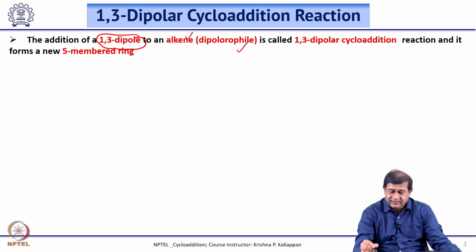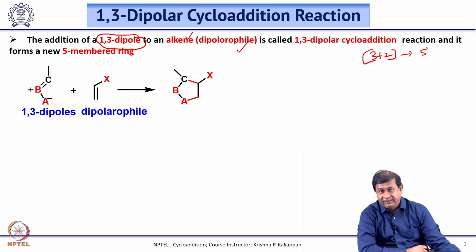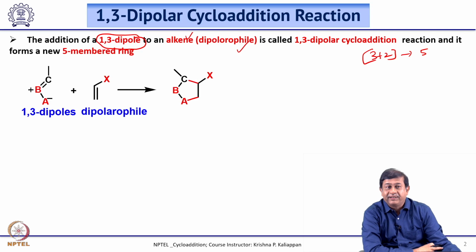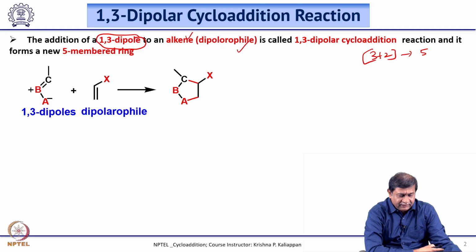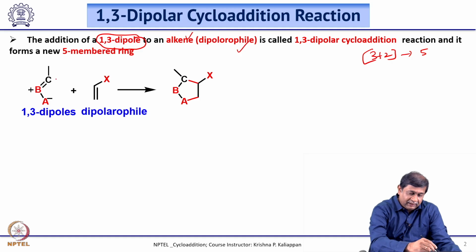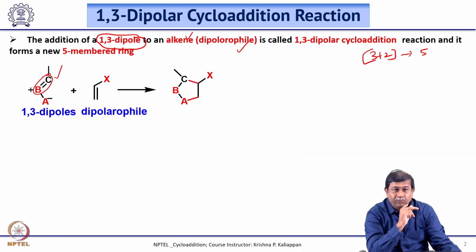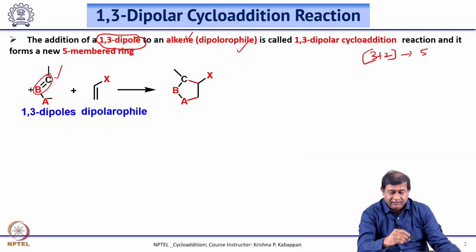Since this is a 3+2, in the end what you get is a 5-membered ring. In the case of 4+2, in the case of Diels-Alder reaction, you get a 6-membered ring, whereas in the case of 1,3-dipolar cycloaddition, you get a 5-membered ring. And here again there are 2 types of outcome. One, if you have a dipole like this where you have only one double bond in the dipole, that will give a 5-membered ring like this.